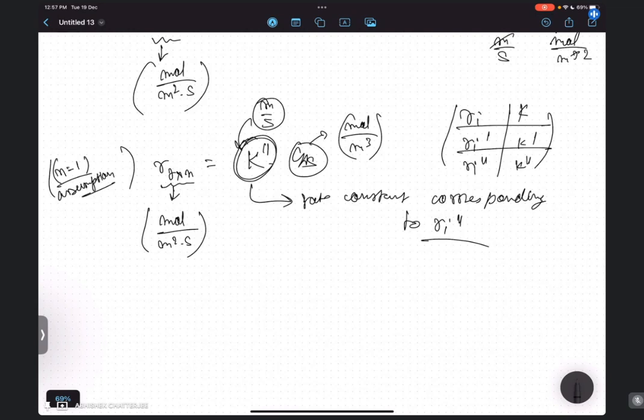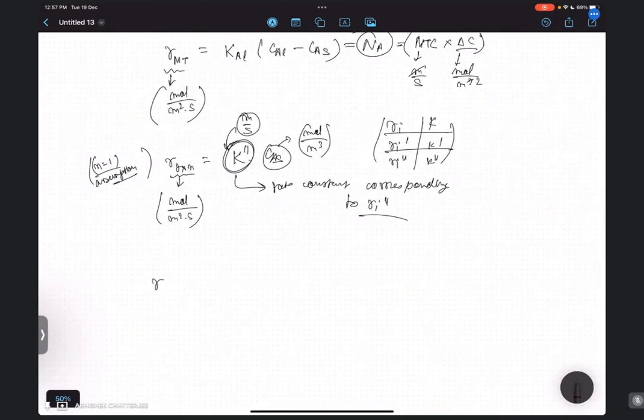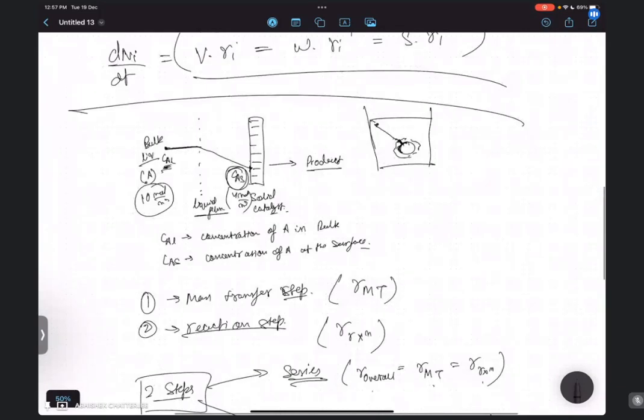According to that, the unit of our K double dash will be changed. Okay, it doesn't matter. This is our assumption that we are considering a first order reaction. If that is clear till here, then what we said is that our R mass transfer will be equal to our R reaction for a series reaction. Both these steps are in series, and let us consider them to be in series only.